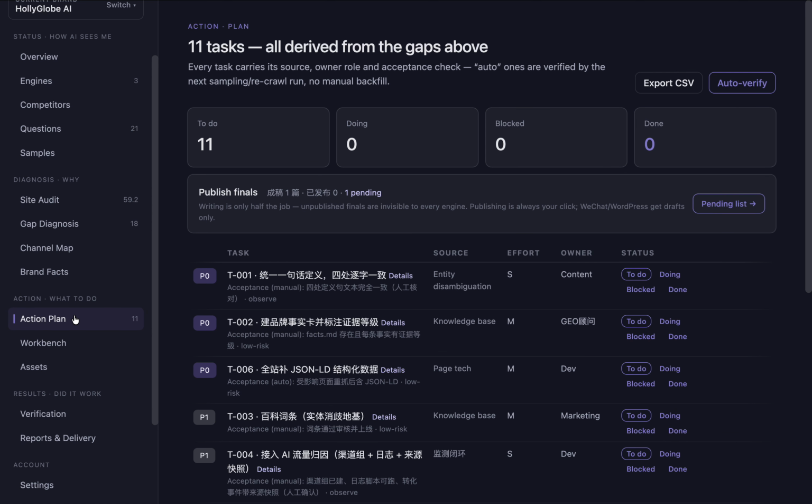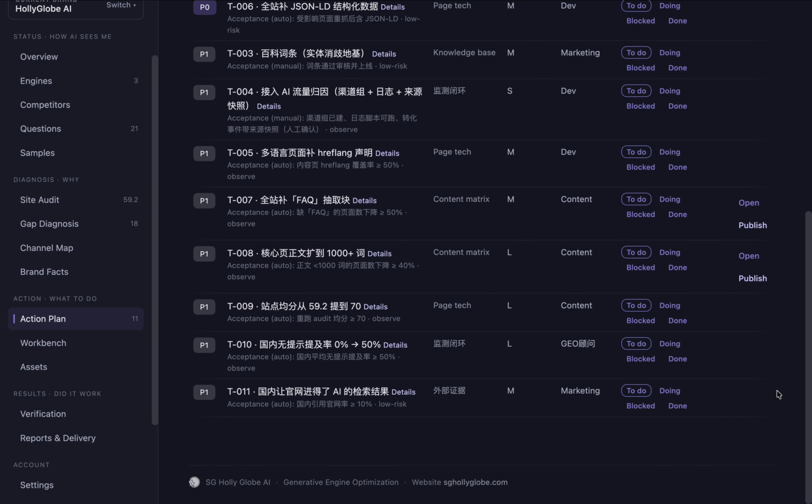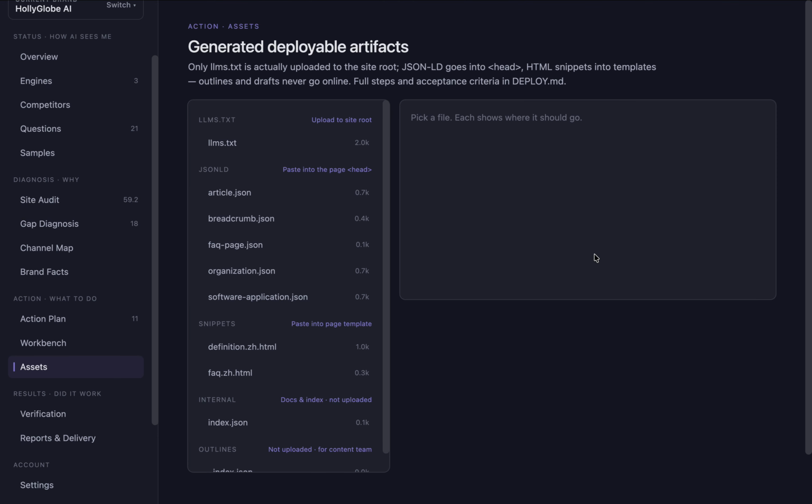We are not only identifying gaps, we are producing structured content designed to improve extractability, brand clarity, and relevance to high-intent questions. We can also generate supporting assets such as LLMS.txt, JSON-LD, and reusable content snippets.